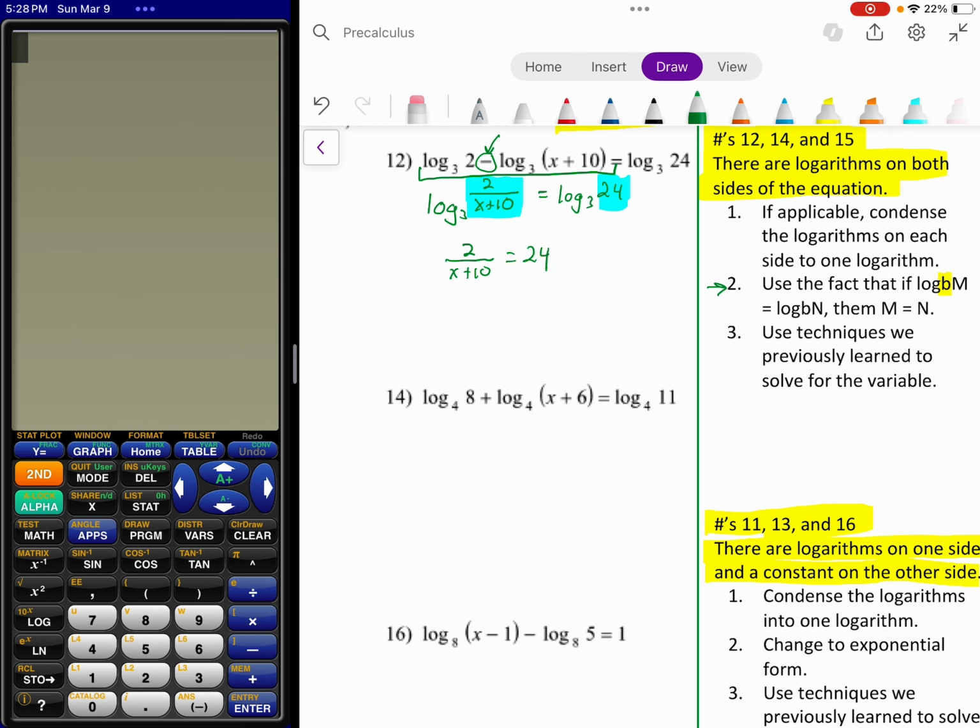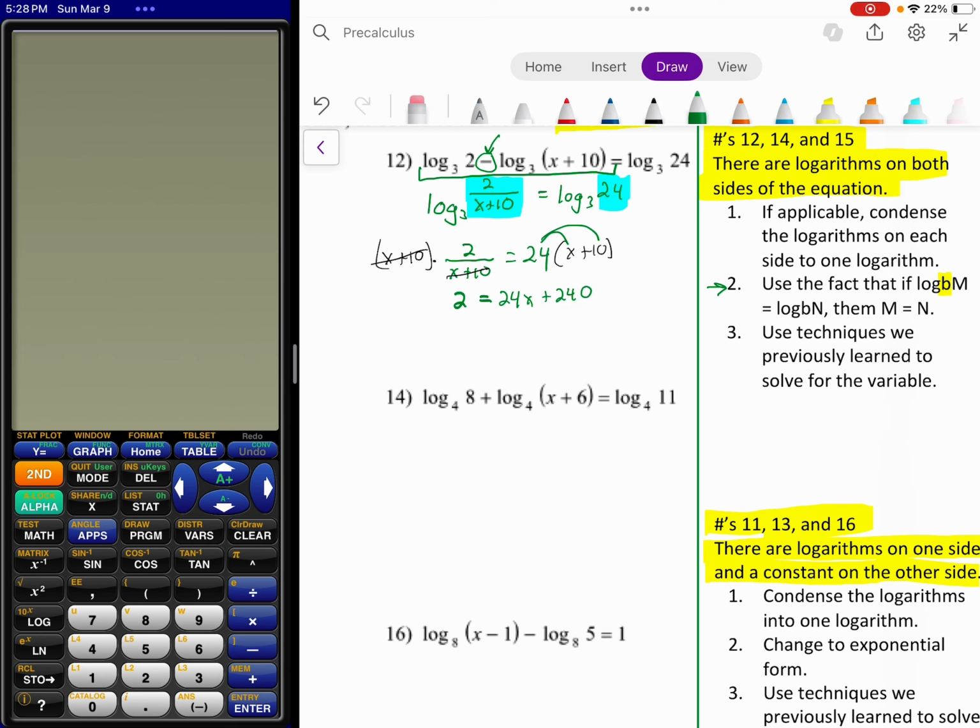And it says use techniques we previously learned to solve for the variable. Well, this is a rational equation. It has a variable in the denominator. So we multiply both sides by the least common denominator. We learned that back in lesson 5.2. Over on the left, this cancels. So we're just left with 2 on the left. On the right side, we distribute. We get 24x plus 240.